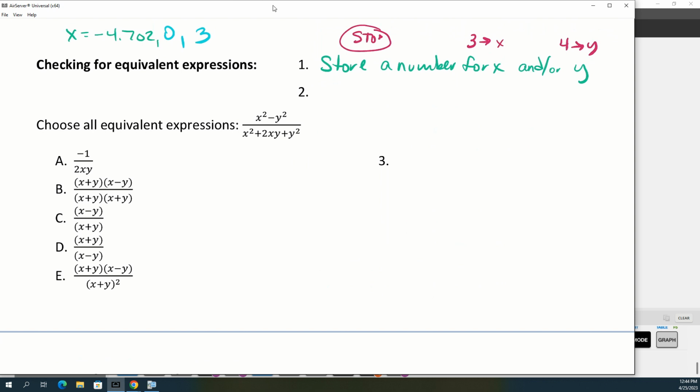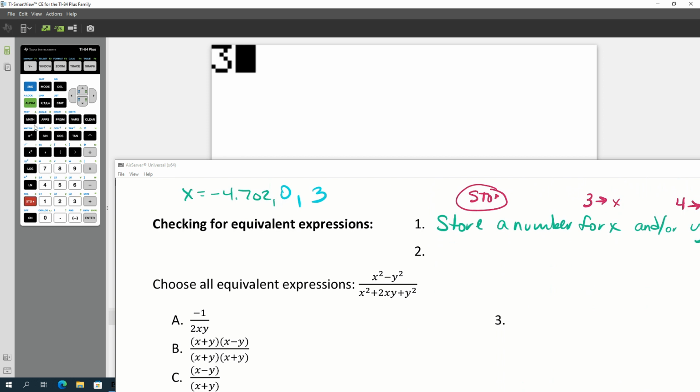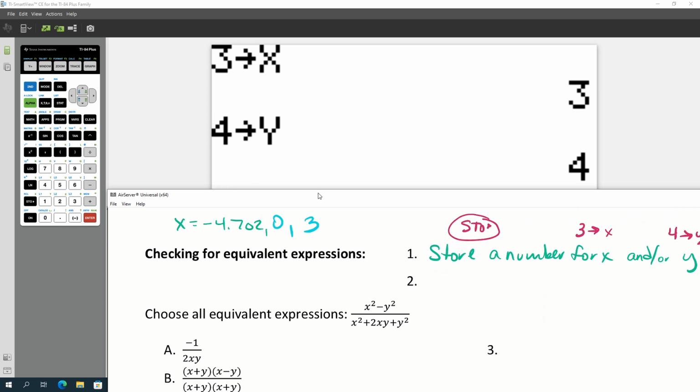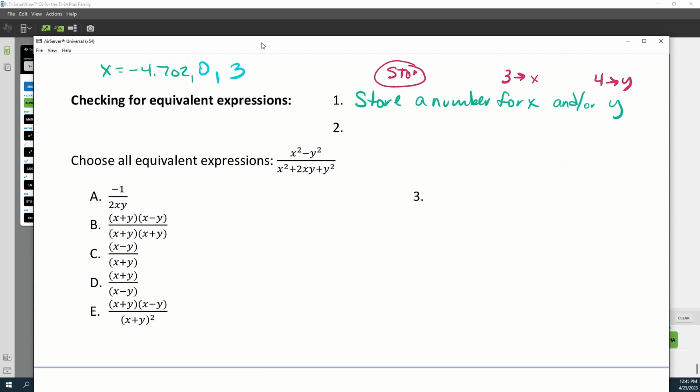Okay, so let's go ahead and do that. So 3 store x, 4 store, and then to get to y, we're going to have to do alpha 1. If you do x store 3, is that going to make it worse? No, it'll tell you it's an error if you do it in the wrong order. You can't reprogram the numbers. Okay, so after you get that stored in, and again, sometimes I forget what order it is. If you type it in the wrong order, it tells you.